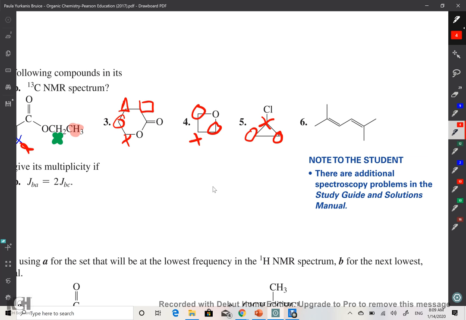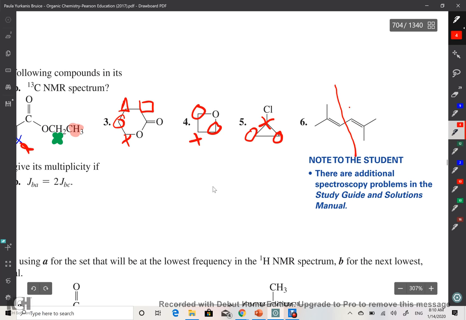What about number six? How many signals in number six? How many signals do you expect? Yes, Zion. Why? Because they kind of have symmetry. So Zion says three, and he split that molecule into two because he sees the symmetry. You can see that one half of the molecule is exactly the same as the other half of the molecule. So what are the three signals?